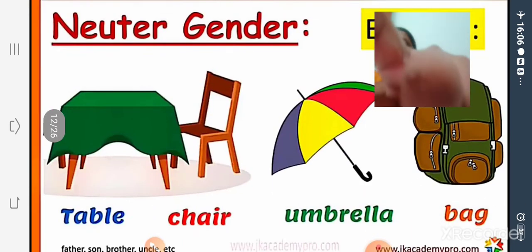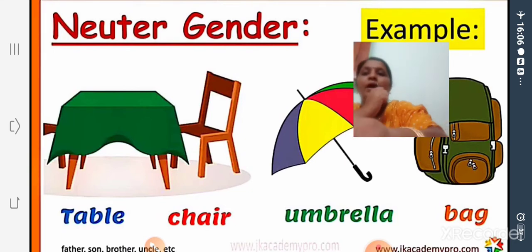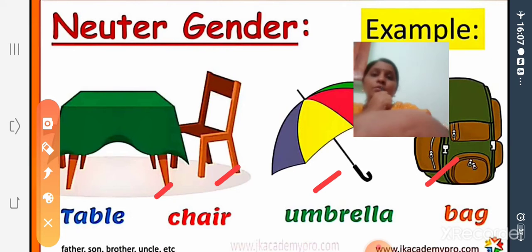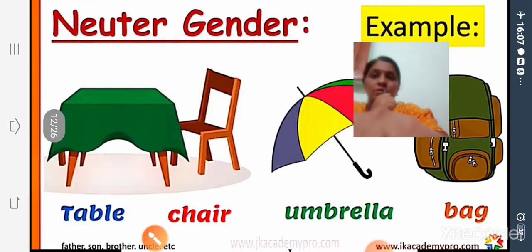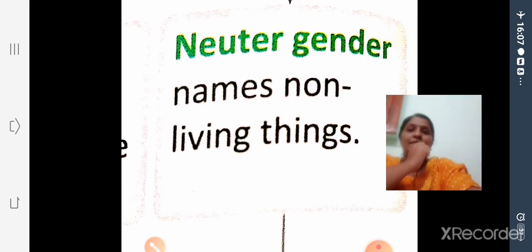Mostly examples here for neuter gender: table, chair, umbrella, bag, etc. So we cannot tell whether all these words are in male or female gender. Okay, so that is why these are all neuter gender words. And neuter gender names non-living things. We can use neuter gender for denoting non-living things. All non-living things we can use neuter gender.